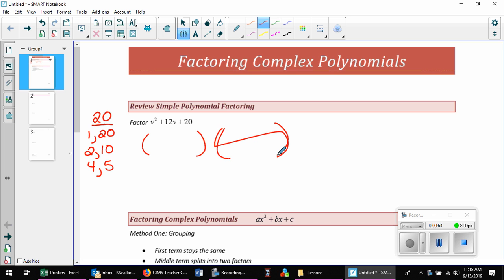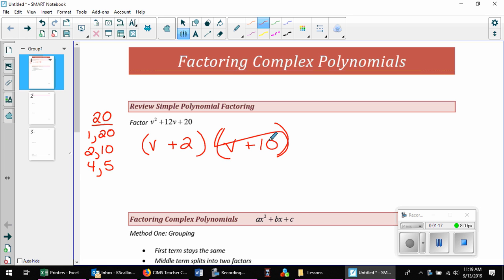Okay, new brackets. So I'm going to have a v and a v. And are they both going to be positive? Yes. So add 2, add 10. So wouldn't that give me a negative 12?